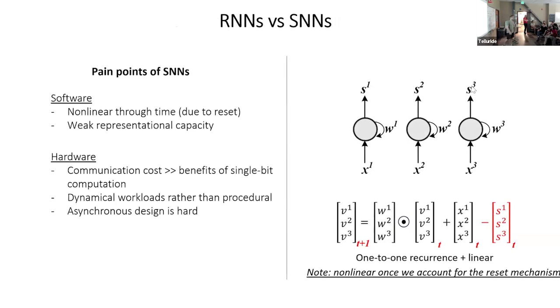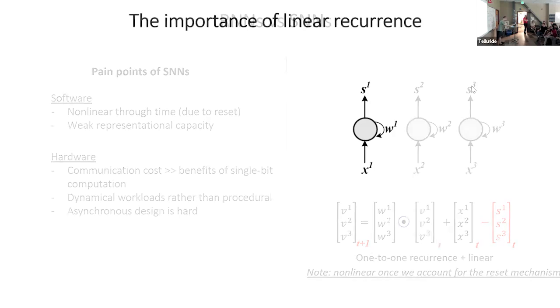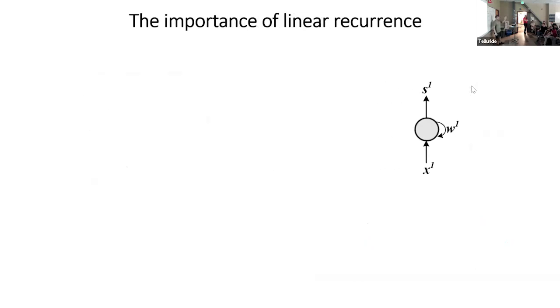Speculative execution, I don't think it's much of a thing in the SNN literature. So the importance of linear recurrence, I think this kind of goes towards what you were saying. If you want to unroll everything, can you just map that onto hardware?